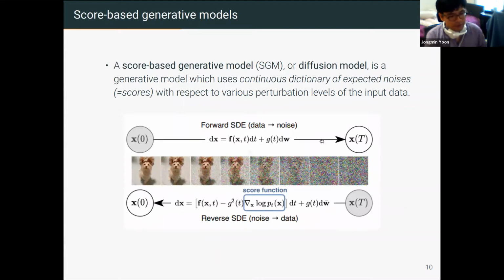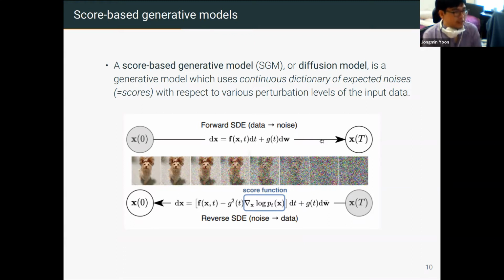So far, this was the introduction on adversarial training, which we are familiar with. And this part is a rather unfamiliar part, which is the generative model part. The score-based generative model, which we call diffusion model in recent terms, is a generative model which uses a continuous dictionary of expected noise, which are also named scores, with respect to various perturbation levels of the input data. For example, we first perturb the data, the dog data on the left side, and gradually add noise to this dog data. And lastly, we are not able to distinguish this perturbed dog data from random noise data.